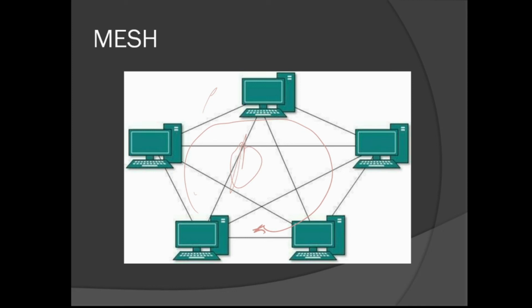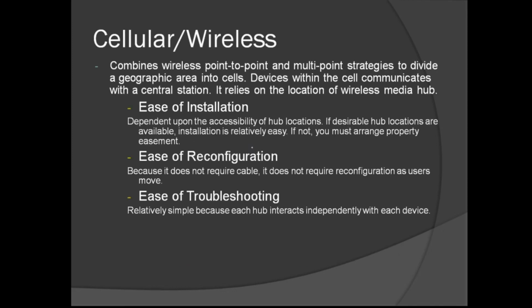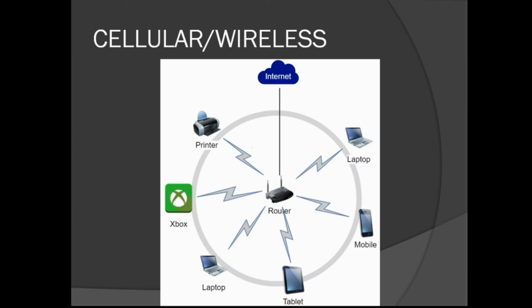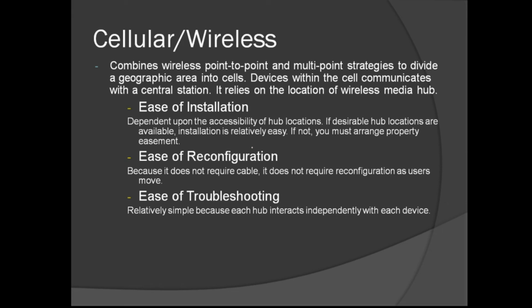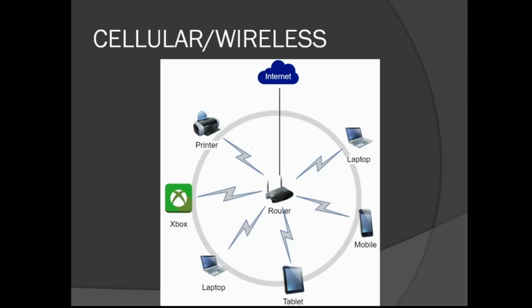Okay, so this is the mesh topology. Next we have the cellular wireless. Ito yung mga Wi-Fi connectivities. In terms of ease of installation, mas madali siya because all you have to do is just place the access point, which is, as much as possible, centrally accessible to the devices in the organization or the location.